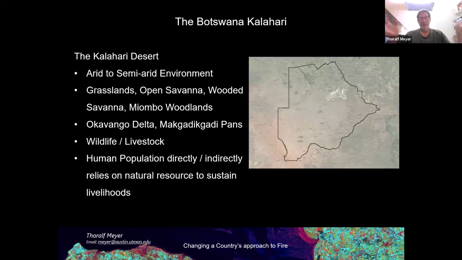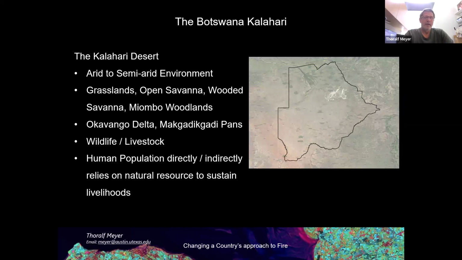Botswana, as a country, is politically also referred to as the Switzerland of Africa, due to its economic, social, etc., and political stability. But from an environmental point of view, it's a semi-arid environment. It's a savanna environment, and this savanna is made up of grasslands, open shrublands, and some wooded areas further to the north.